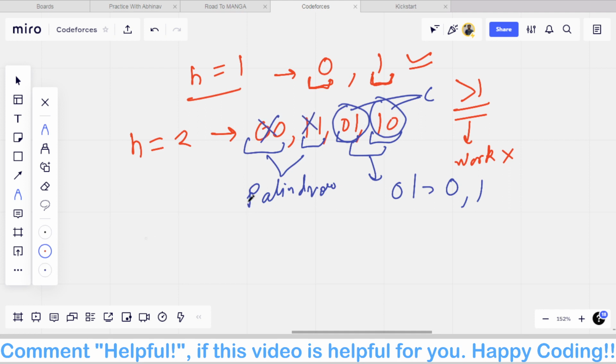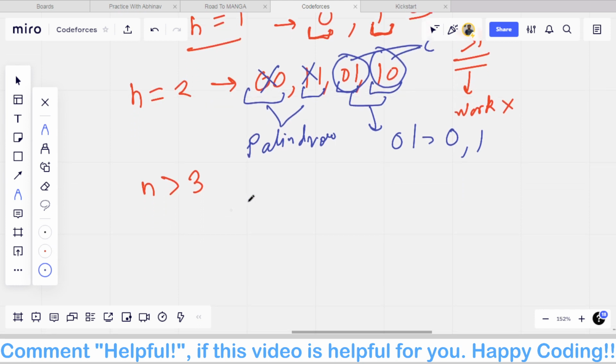So when the length is greater than 2, the first observation is that whenever there are two consecutive same characters, for example 00 or 11, they are always palindromes. Whenever there is 00 or 11 adjacent, it will always be a palindrome. They are palindromes actually.